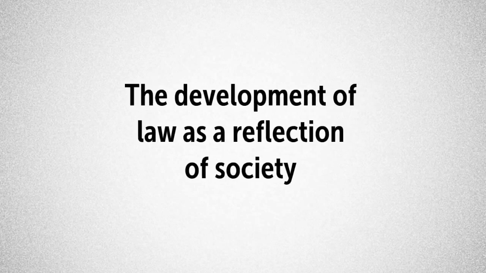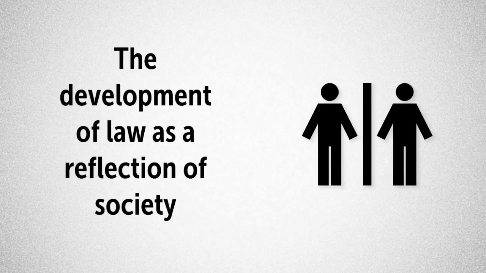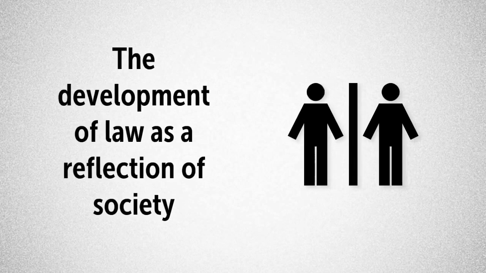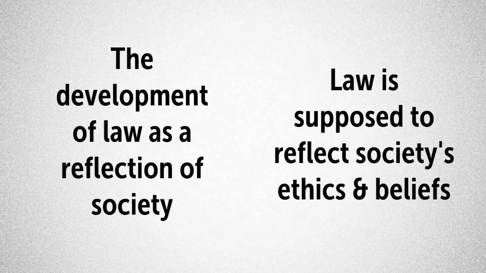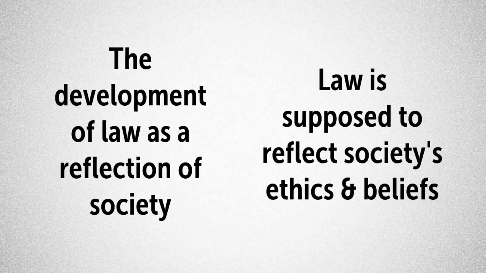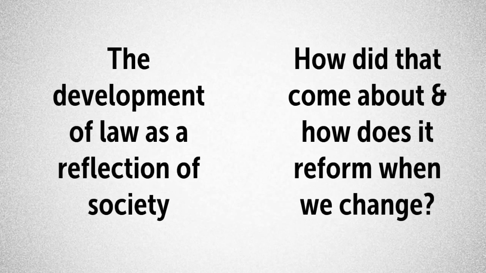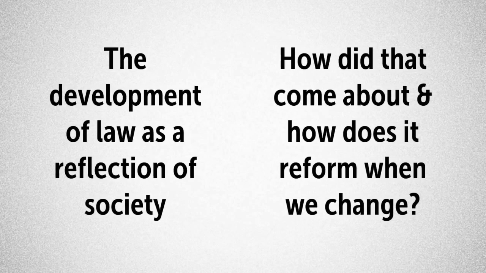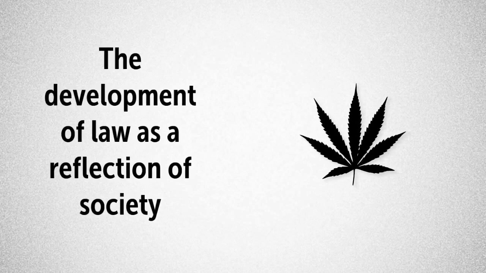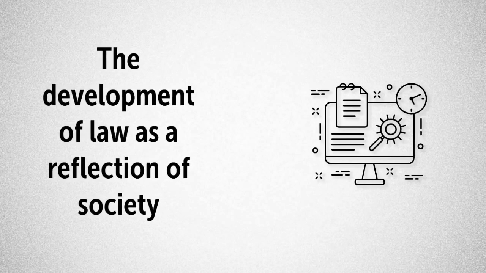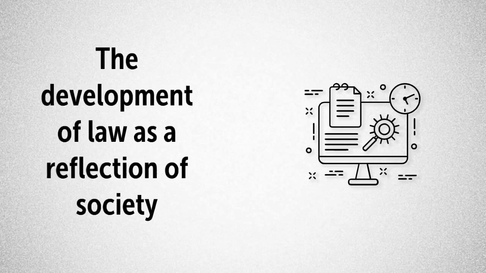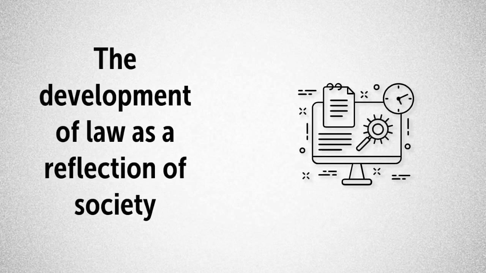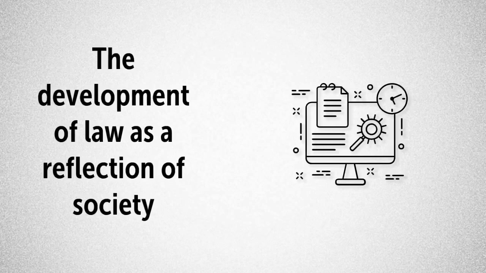Next, the development of law as a reflection of society. It's a key tenet of the law that it's supposed to reflect society. By this, we mean the law is supposed to reflect society's ethics and beliefs. So this theme asks the question, well, how did that come about? And how does the law reform when we change as a society? An example of this might be the decriminalisation of marijuana, which is being used for medicinal purposes for those with terminal illnesses. Or you could look at reforms that are needed to the legal system because of increasing technological capabilities. How we use them reflects what we think about them.